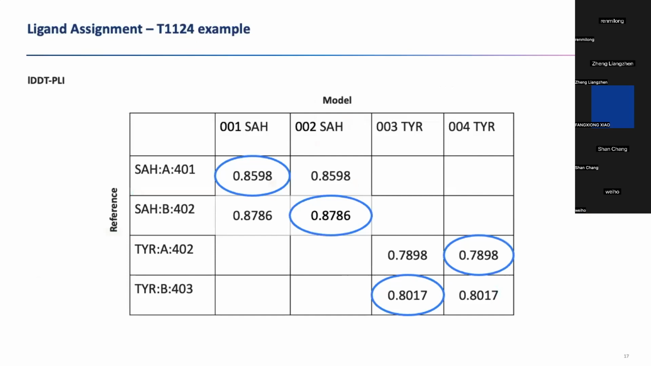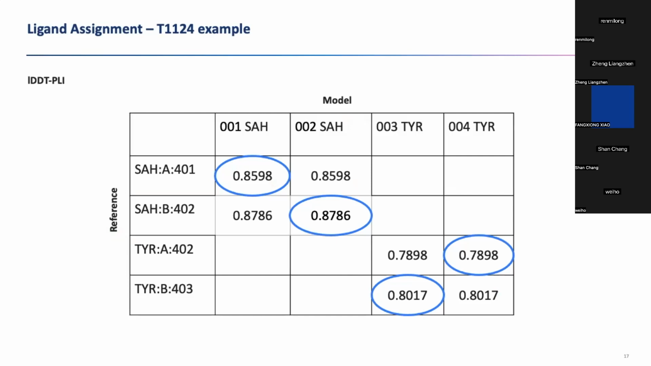The next thing that we need to care about is ligand assignment. Some of the targets had multiple copies of some of the ligands, and of course there are multiple copies of the ligand in the prediction. How do we know which copy corresponds to what? So which prediction corresponds to which target ligand?